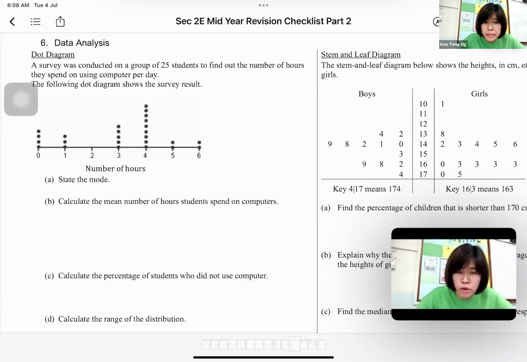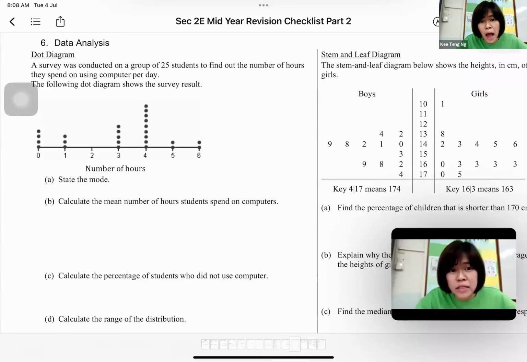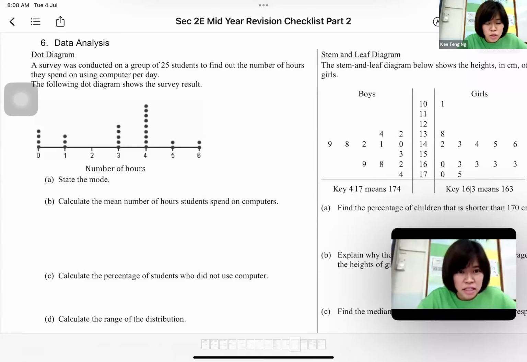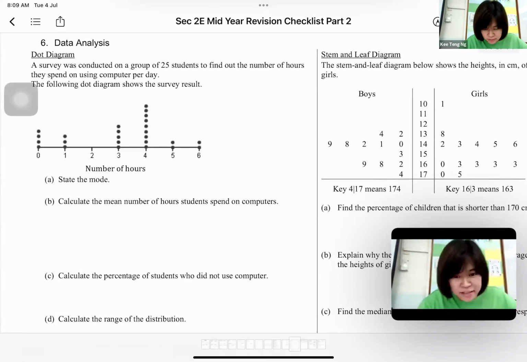Now today we're going to complete Set 2E Mid-Year Revision Checklist Part 2, some of the remaining questions on data analysis and statistics. I hope you already have your worksheet with you, and let's get started.